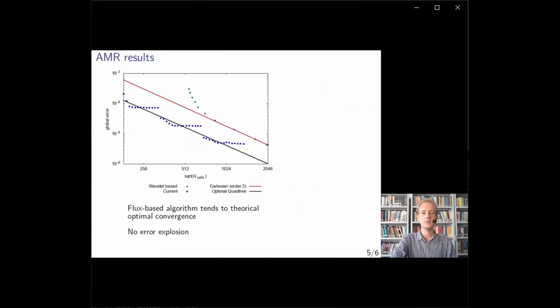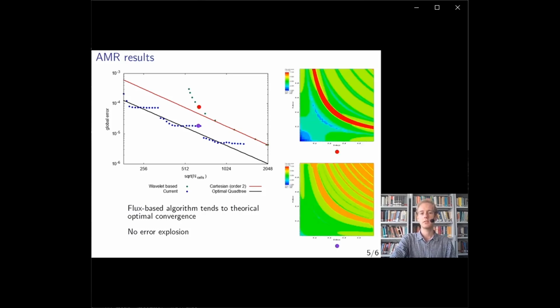This leads to the following results. So with the blue dots, you have the results with our algorithm, which tends to be close to the theoretical optimal convergence, and you see that there is no more explosion. The results are also better than the wavelet-based results, which are the green dots. And comparing the meshes from the two different methods, we also clearly see that they are different.